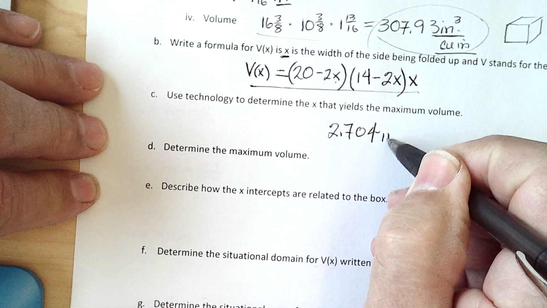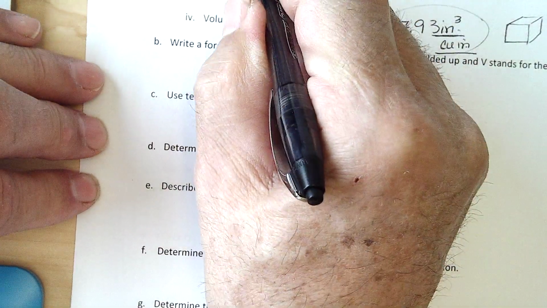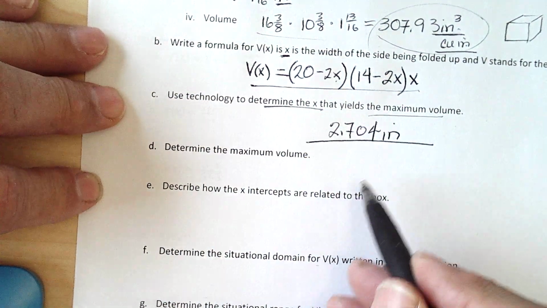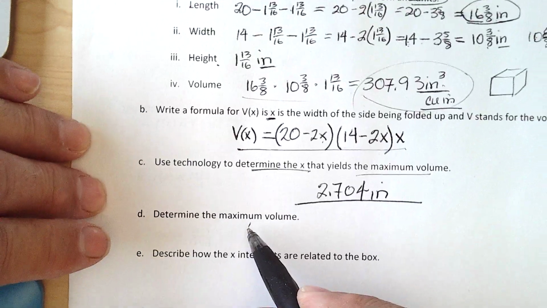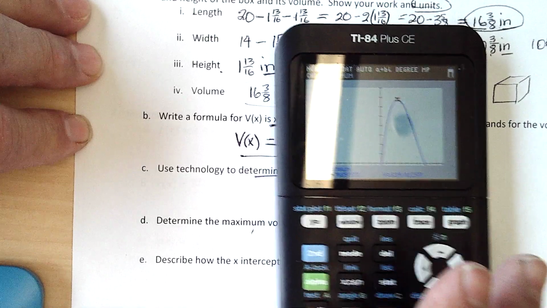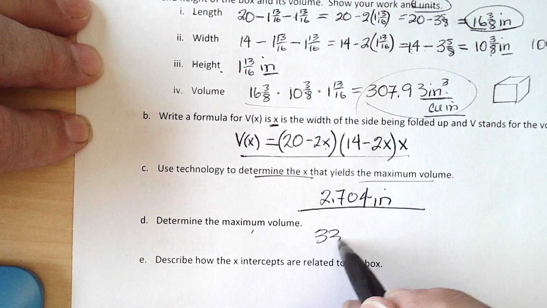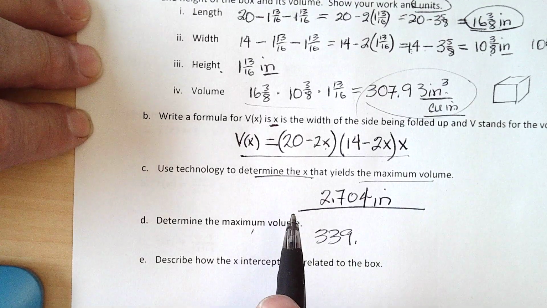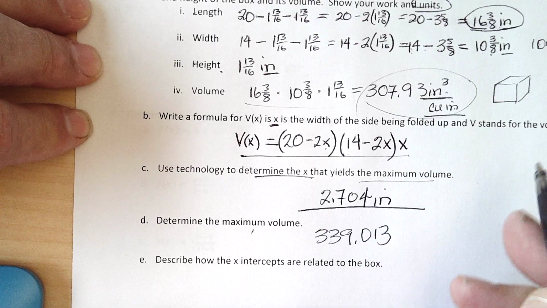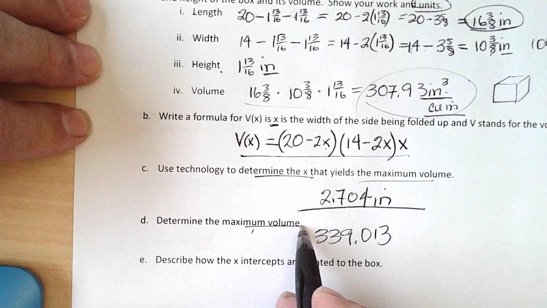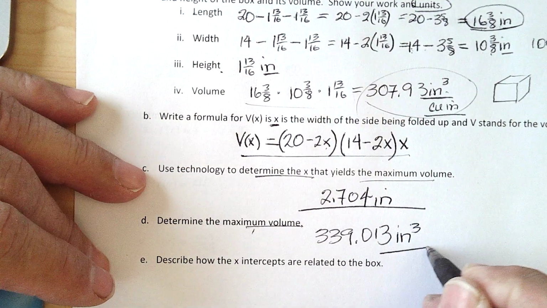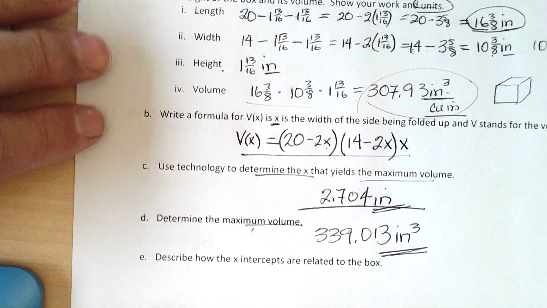2.704 inches folded up. That's more than 1 13/16. That's how much I should fold up. And it gives us a volume that's 339.013. And that would be, the volume is inches by inches by inches, inches cubed. I want the units. Okay?